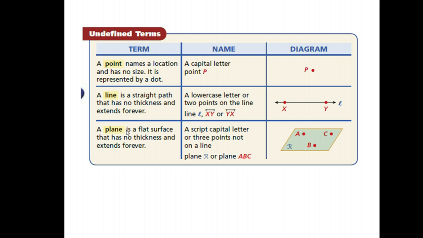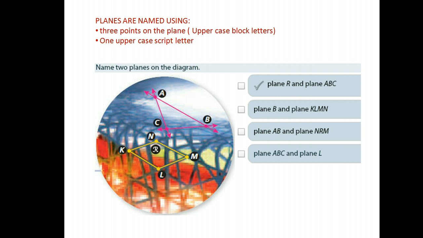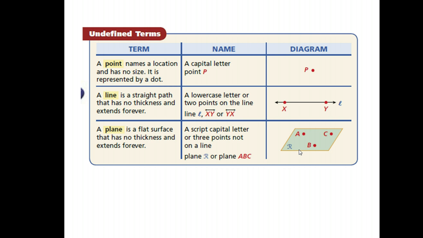The last figure we're going to talk about here is a plane. A plane is any flat surface like the ceiling or the floor. It does extend forever. But notice when we draw the plane, we kind of draw a parallelogram like this. That represents a plane. Now, a plane can be named in several different ways also.